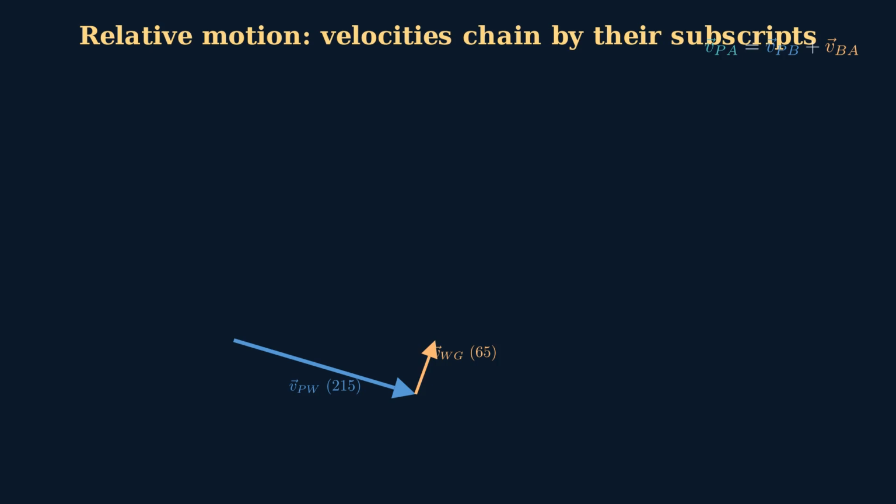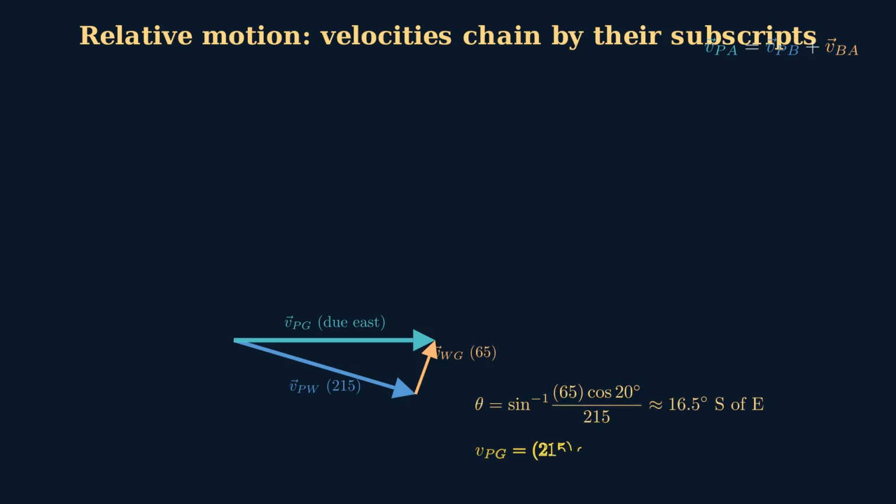Lay the vectors tip to tail. Plane relative to wind, then wind relative to ground. Their sum is the velocity over the ground, and we demand it point straight east, with 0 north-south component. Setting the north-south part to 0 fixes the aim, about 16.5 degrees south of east. Add up the eastward parts, and the ground speed comes out near 228 km per hour. The nose points one way, the plane tracks another.